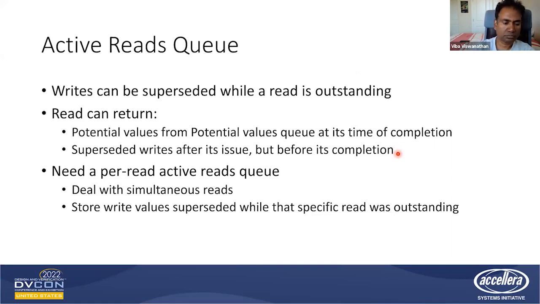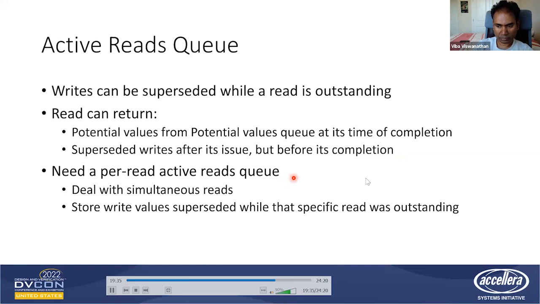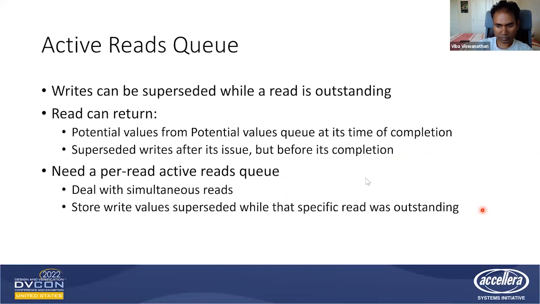If we look in the potential values queue at the time of completion of each read, we will capture all potential write values it could match against, but we would miss superseded write entries that were removed while the read was outstanding. To capture superseded write entries while the read was outstanding, we need to create a per read active reads queue. This active reads queue on a per read basis would store the writes that were superseded while the read was outstanding, and we will show this in the next slide with a more detailed example.